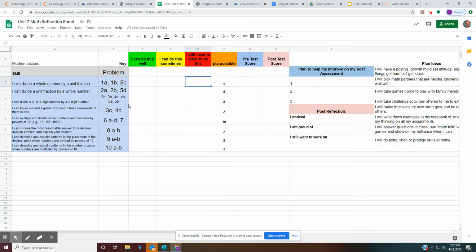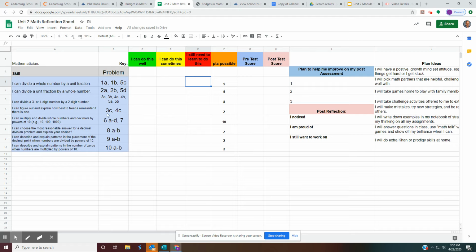So go ahead and picture that. If you got all 8 points right, I can do this pretty well. Maybe 7 or 8 means that you can do it pretty well. If you got anywhere between 4 and 5 or 6 right, you could do this sometimes. But if you got more than 4 points off of these questions, then you still need to learn how to do these. So that's still a skill that we need to focus on.